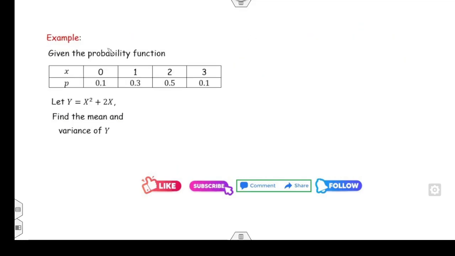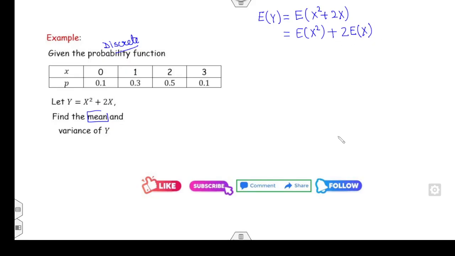Given the probability functions, again you can see this number is discrete. Fine. And your target is to calculate the mean and the variance of the y. So firstly, how can you calculate the mean? E of y. So I can calculate E of x square. Fine. So I can open the bracket. It is E of x square plus twice E of the x. So now I can firstly calculate E of x and then I can calculate E of x square.